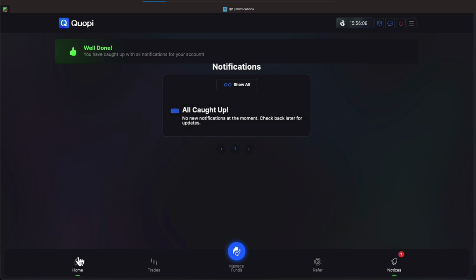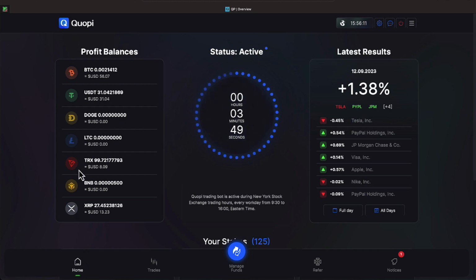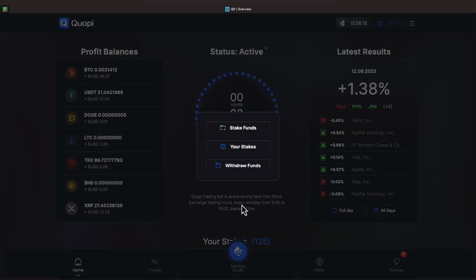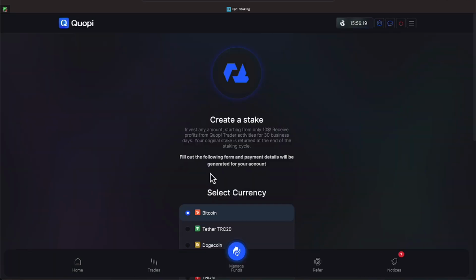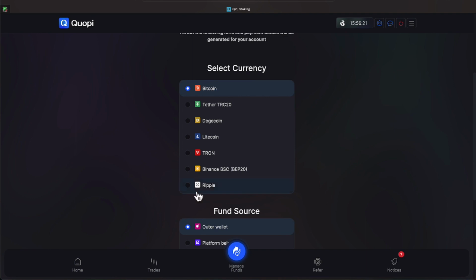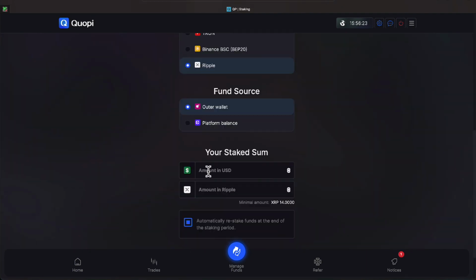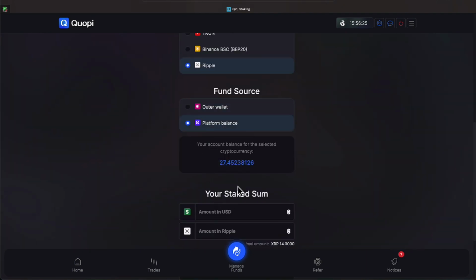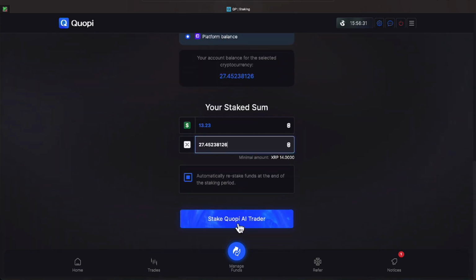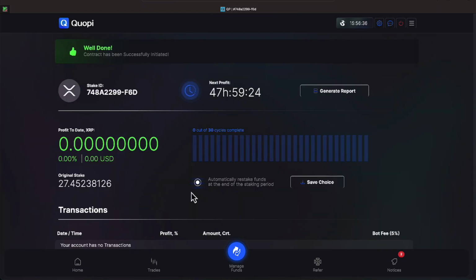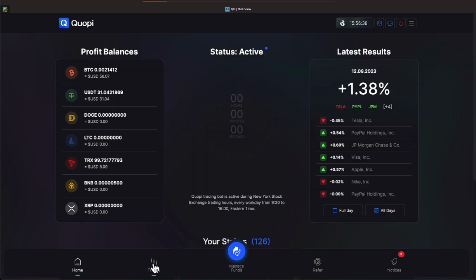We will go back over to our home screen and let's lock down some XRP if we have enough. It takes $10 to join Quopi and it takes $10 to lock down these stakes. These stakes will be automatic unless you check for them not to be. Let's go ahead and get this locked down. If you're unfamiliar with what I'm talking about, then you may want to check out a previous video, everyone. All right, that contract is well done, successfully initiated.